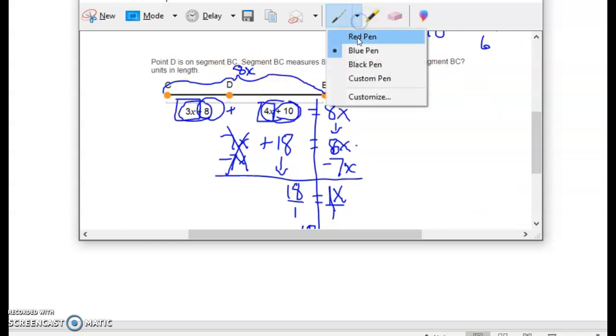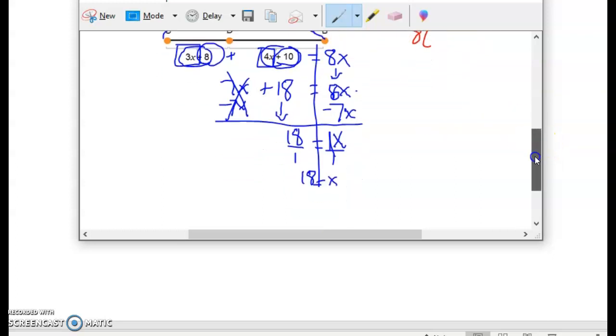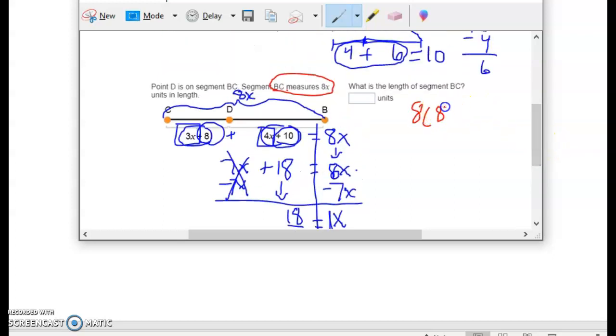And BC, let me see if I can change colors here. BC is 8x. So to get the length, we plug in our value of x, which was 18, and then calculate that out. I don't know that off the top of my head, so I'm going to type it in my calculator. 8 times 18 is 144. So BC is 144 units long.